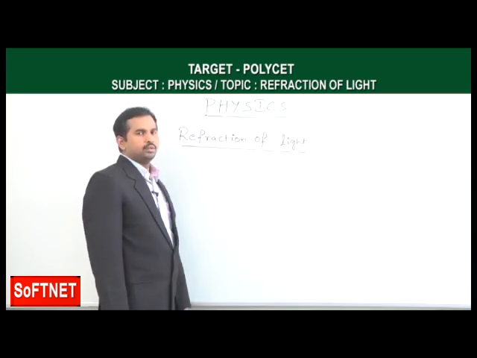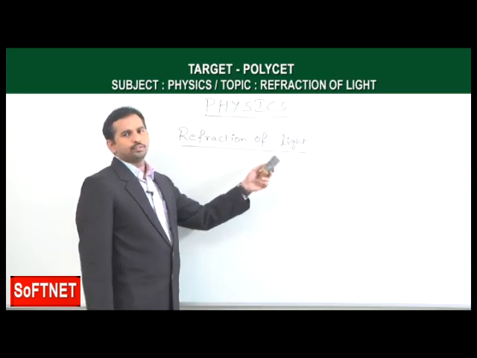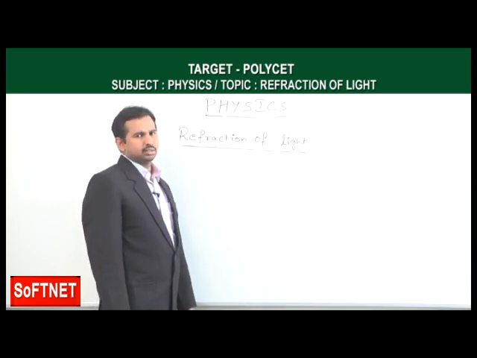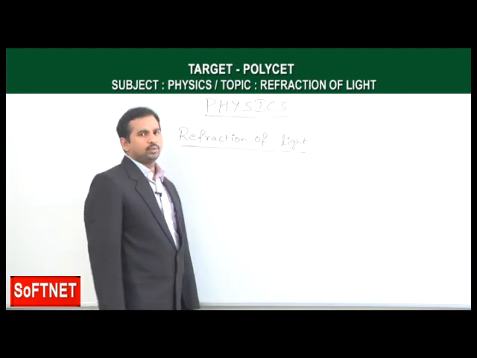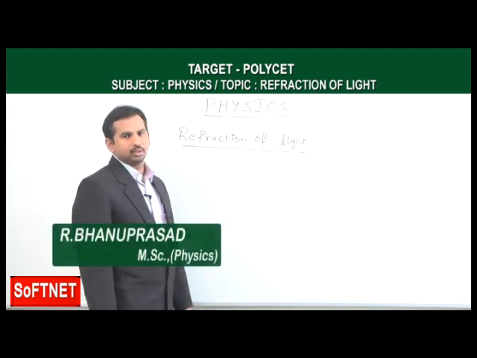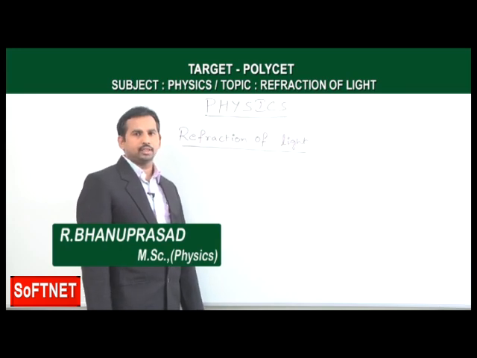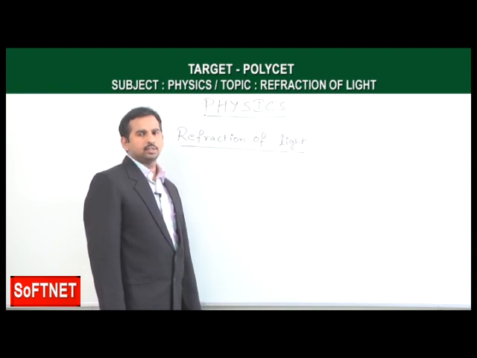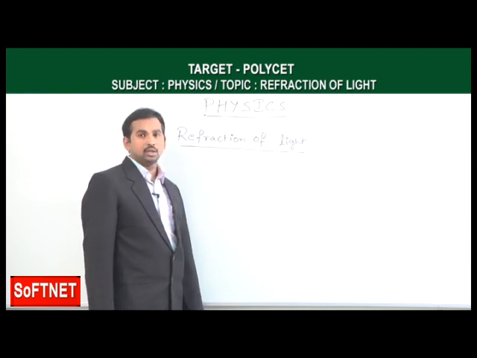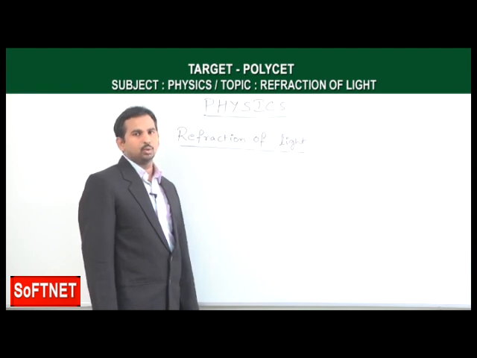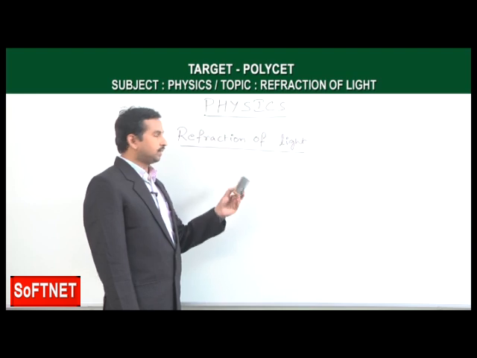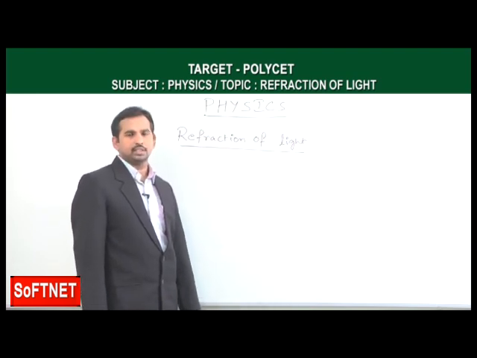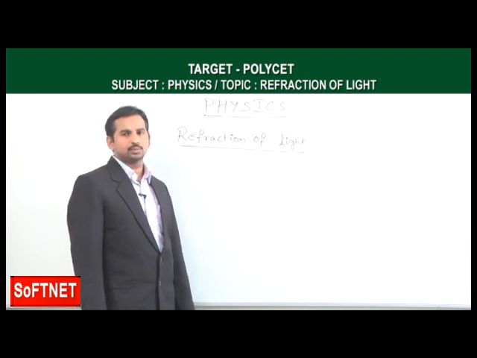Now we will see in physics refraction of light, which is helpful for our polytechnic entrance test. At first, light has mainly two properties. One is reflection of light, another one is refraction of light. Reflection of light takes place whenever the light ray is incident on an opaque surface, whereas refraction of light takes place when the light ray is incident on a transparent surface.